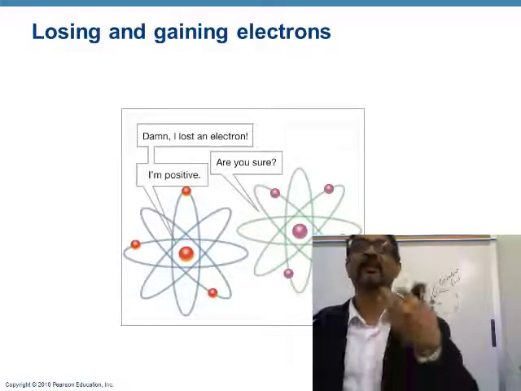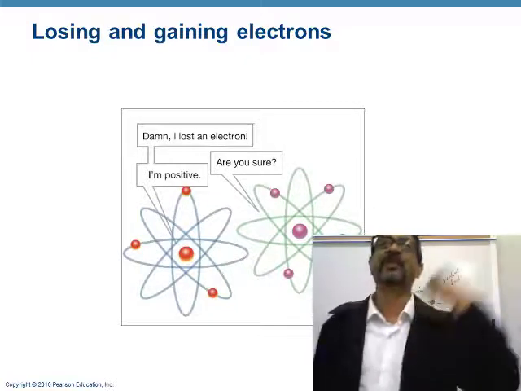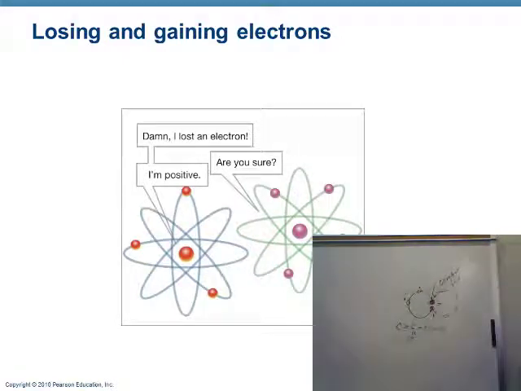About the anions, cations. This is something interesting. 2 atoms are talking to each other. See, the first one is saying, damn, I lost an electron. The other one is asking, are you sure? This one is saying, I'm positive. So you already know, by donating the electrons, you will become what? Positive, right? Because electron is negative. So if the electron leaves, you will become positive. So that's how it happens in ionization.